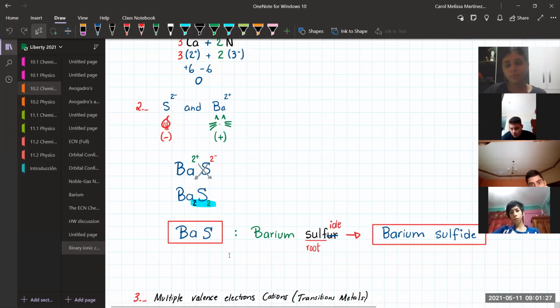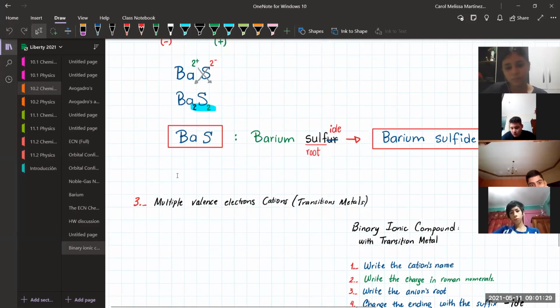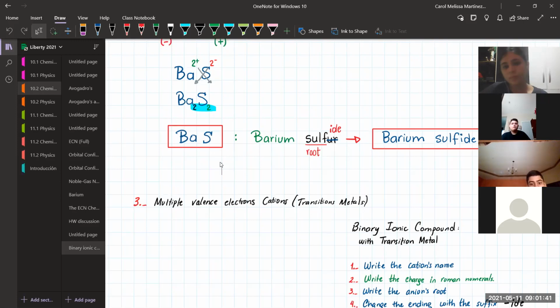So just read it like you normally read. You read from left to right. What you read on the left is Ba, which is barium. What you read second is the S for sulfur. But remember that you changed the ending, so instead of sulfur, it will be sulfide. So it's going to be read as barium sulfide.